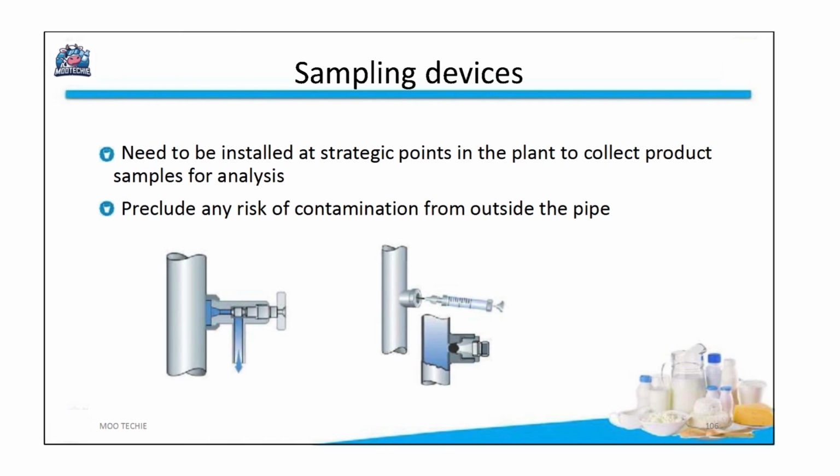Sampling devices are another crucial special fitting. They need to be installed at strategic points throughout the plant to collect product samples for quality analysis. Their design must preclude any risk of contamination from outside the pipe, ensuring the sample is pure.